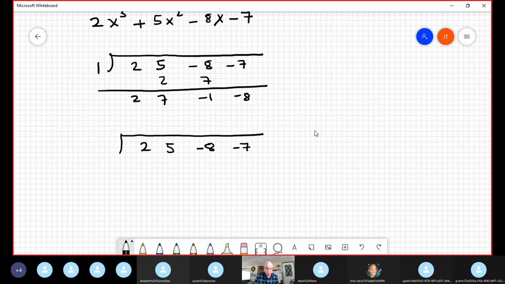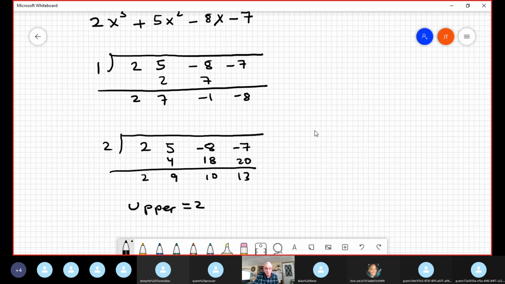Suppose 2. Bring down 2, do that to 4, and 9, is 18, is 10, is 20, is 13. So when you discover that everything in the last row is positive, that means that we discover the upper bound. The upper bound is 2.